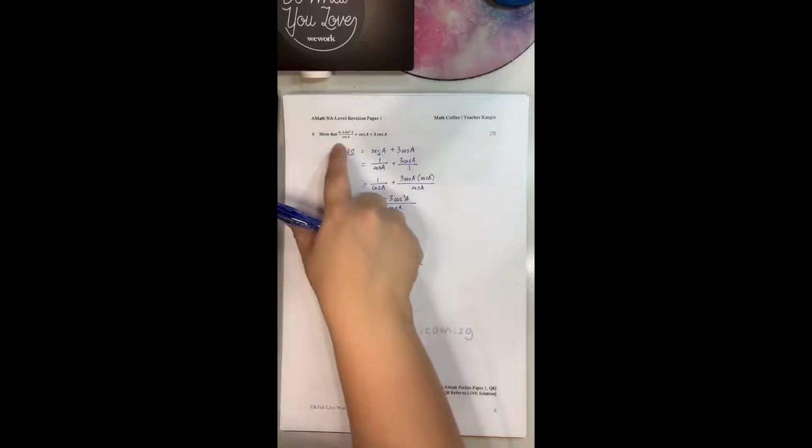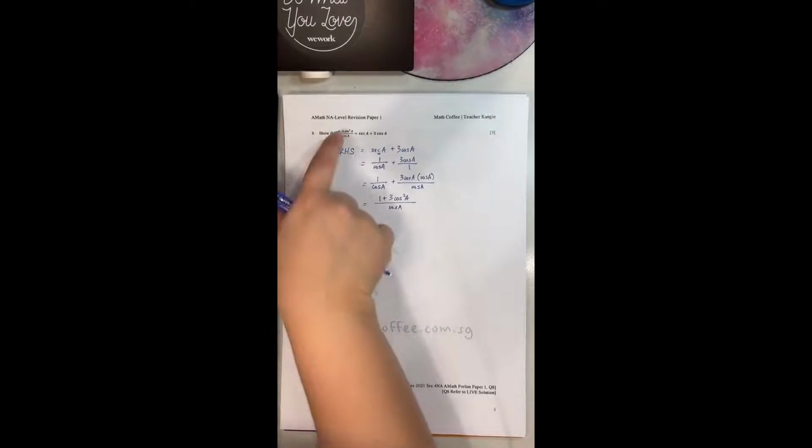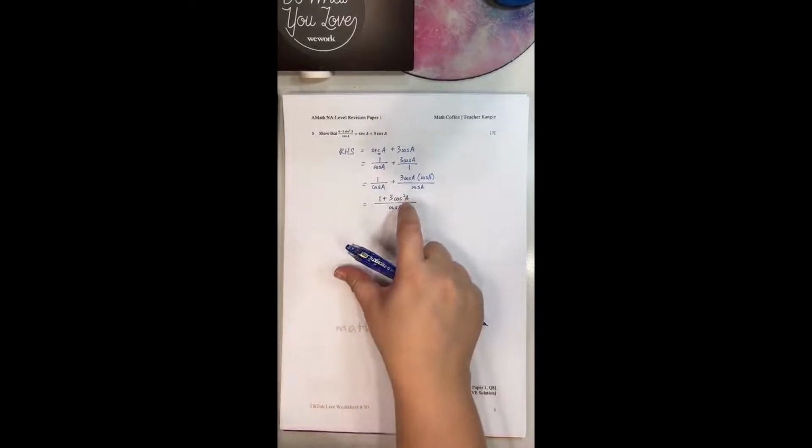Then now let's take a look at the left hand side. You can see that it's very close already. The denominator is already cosine A, but my numerator here is sine square A. So in this situation, I need to change the cosine square A into sine square A.